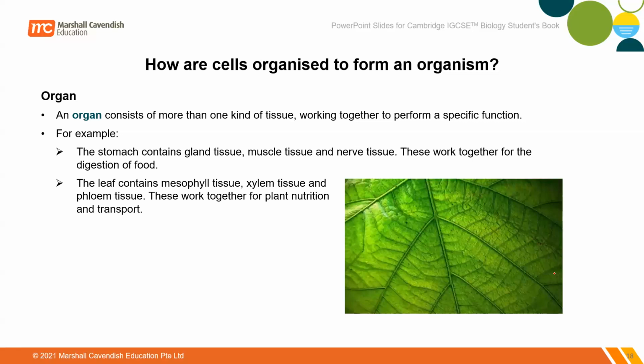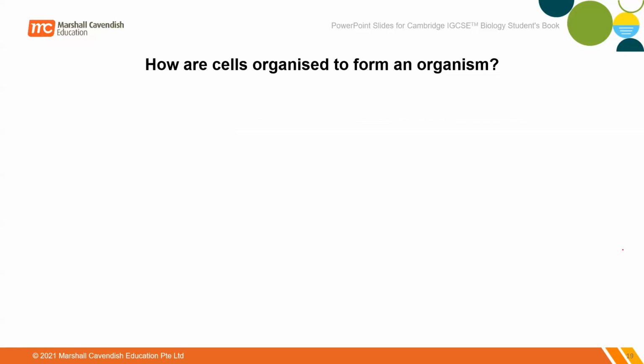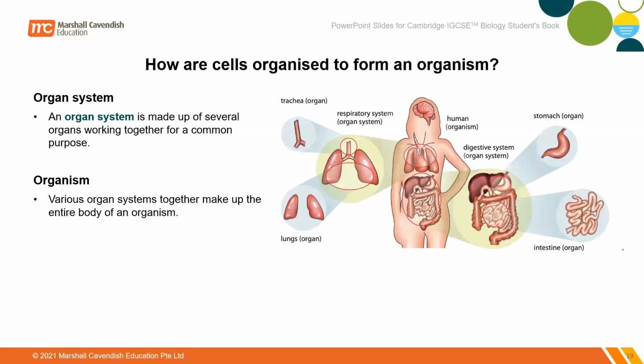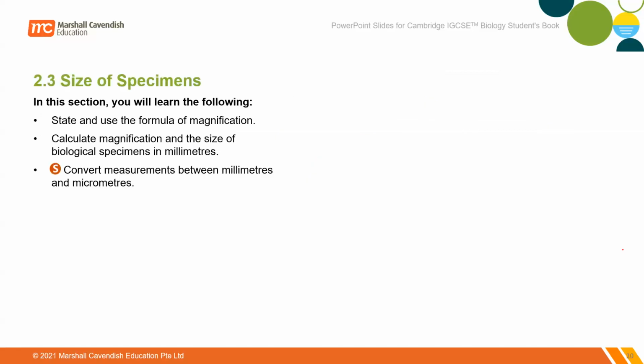And don't forget that the leaf of the plant is an organ. The organ system is made up of several organs working together for a common purpose. An organism is made up of a lot of organ systems working together.